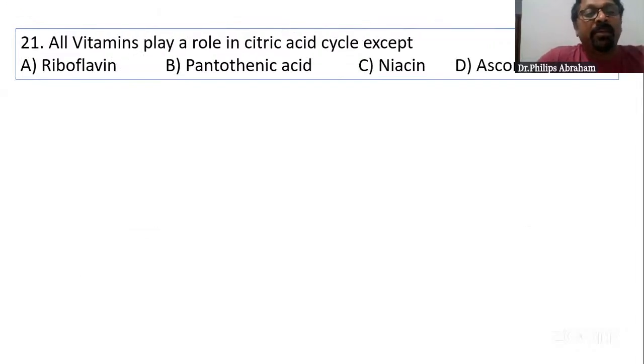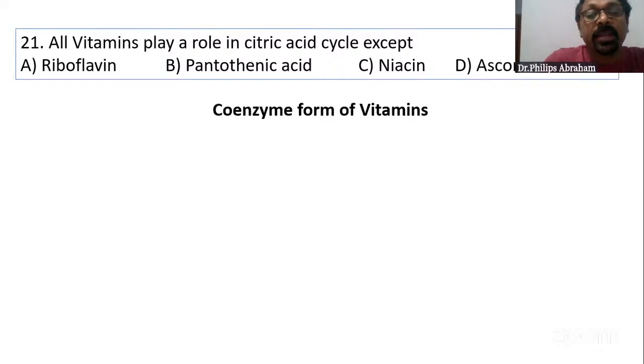All vitamins play a role in the citric acid cycle except, that's another question. Here, in the citric acid cycle and in glycolysis, glucose is converted to pyruvate. The pyruvate to acetyl-CoA step is biochemically equivalent to the conversion reaction of alpha ketoglutarate to succinyl-CoA. In all these steps, we need some vitamins, coenzymes, the active forms of vitamins.